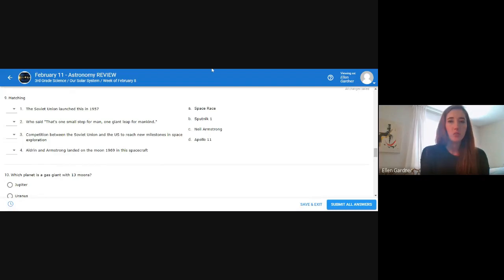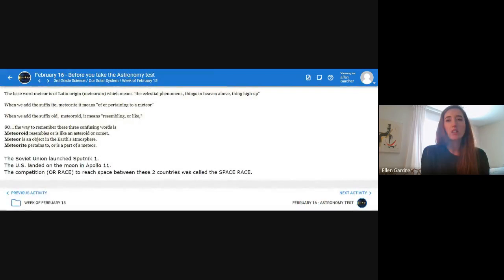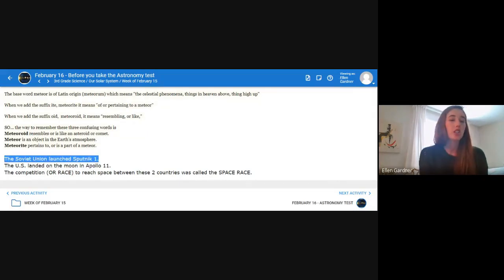Okay, next section, it says the Soviet Union launched this in 1957. What did they launch? And this is another section that I've got a couple extra hints on Bright Thinker. The Soviet Union launched Sputnik 1. It's the US that landed on the moon in Apollo 11. So think of the US with Apollo 11, Soviet Union, Sputnik. And the competition between the two is the space race.